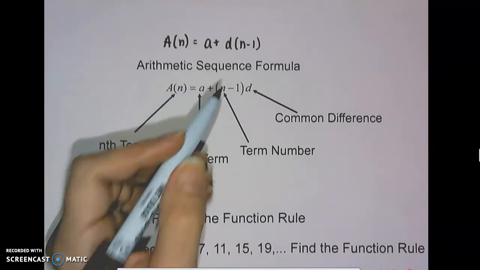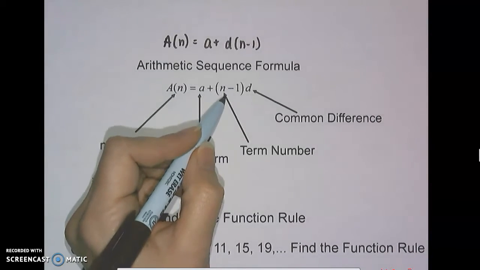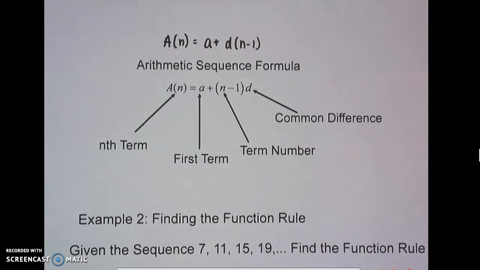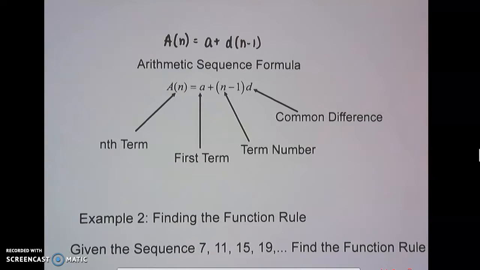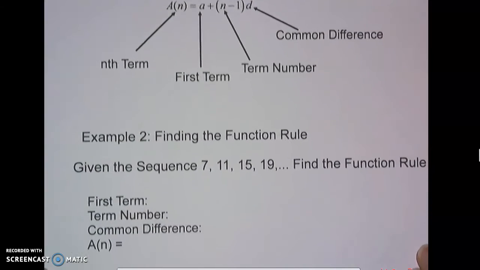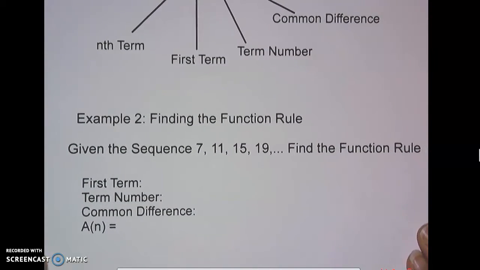We need this n minus 1 piece here because for a recursive formula like this, we need the previous term to then multiply by that common difference before we add it to whatever we had before it. Okay, so using this information, we're going to figure out some other stuff.